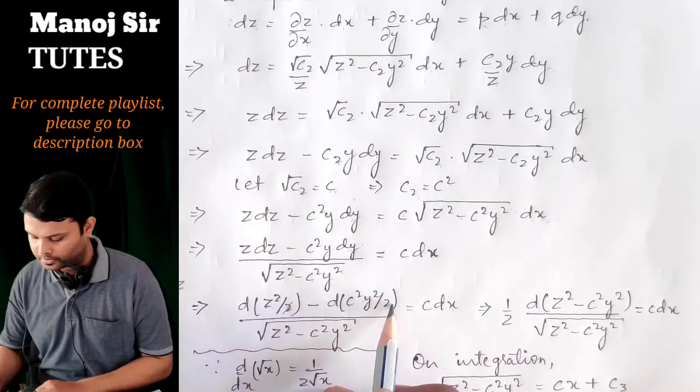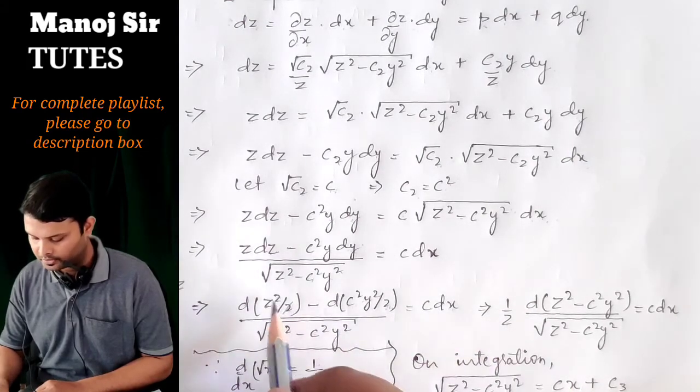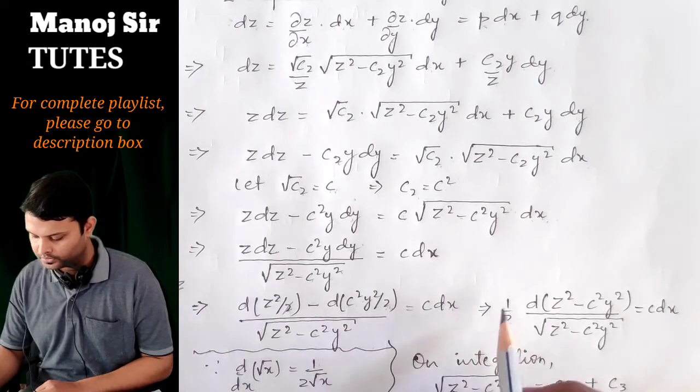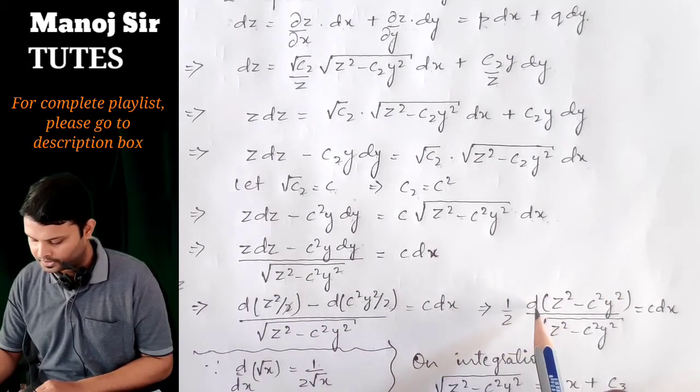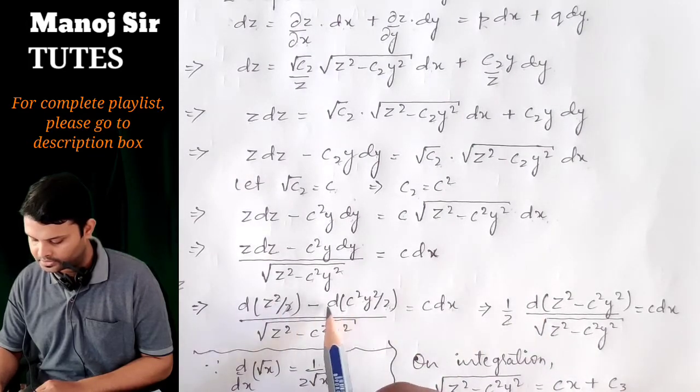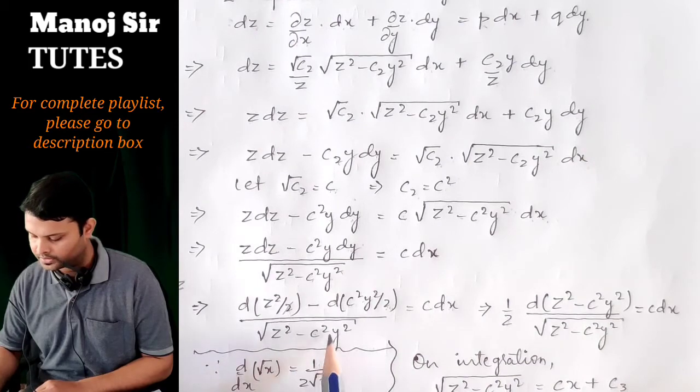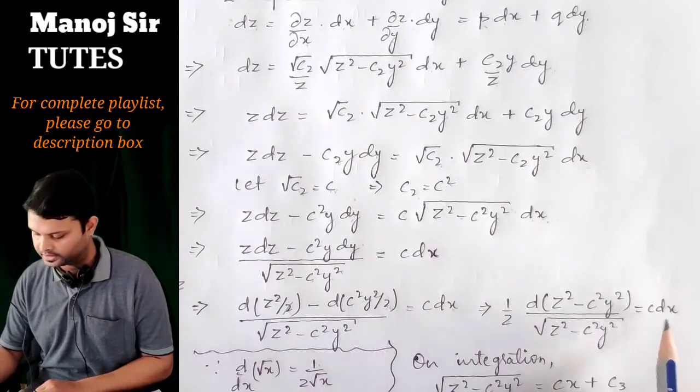Now we can take this 2 common, that is half. Here we have 1 upon 2, here again we have 1 upon 2. So we are taking 1 upon 2 as common: 1 upon 2 differentiation of z square minus c square y square, and here we have root of z square minus c square y square equal to c into dx again.